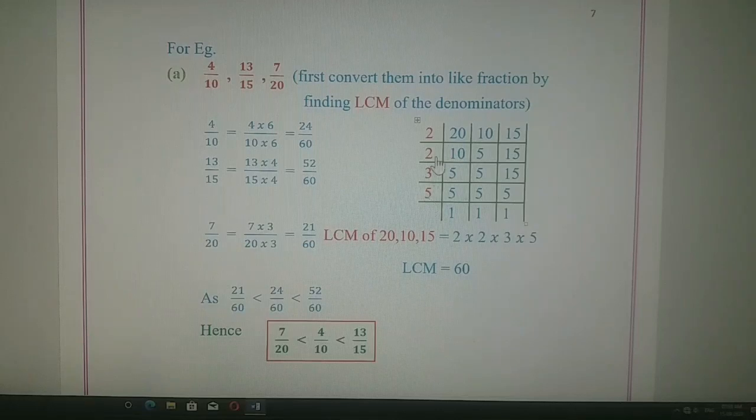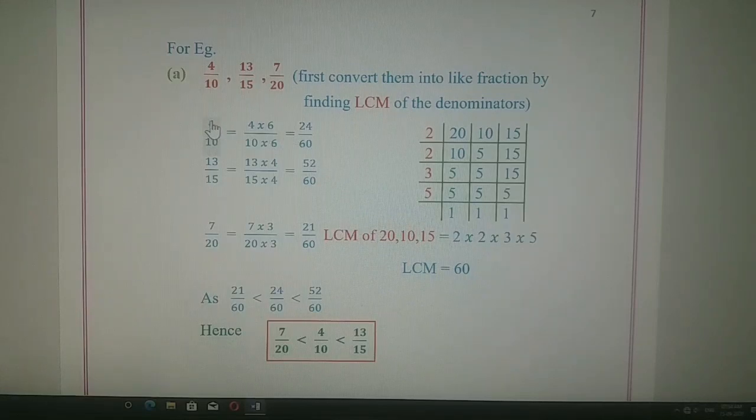The LCM will be the product of these 4 numbers in the extreme left boxes. So LCM of 20, 10 and 15 will be 2 into 2 into 3 into 5. So 2 into 2 into 3 into 5. 2 2s are 4, 4 3s are 12, 12 5s are 60. So LCM will be 60.